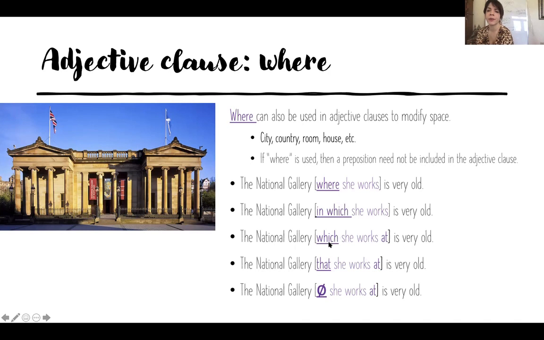The National Gallery which she works at is very old. Here again, we're describing space, but the word is which. So at, the preposition can also be at the end. The National Gallery that she works at is very old. Here we have at the end, another relative pronoun. The National Gallery she works at is very old. So notice again, if where is there, then nothing else is needed in terms of preposition to talk about space.